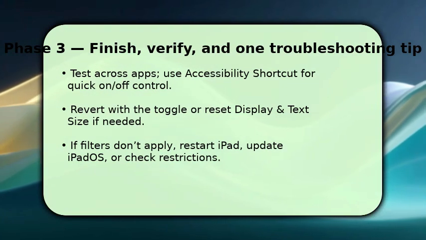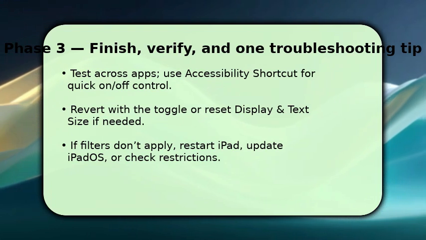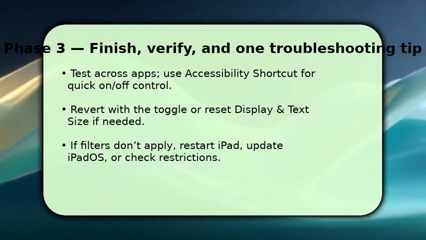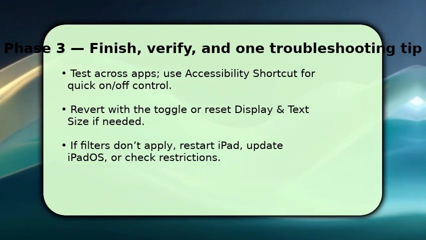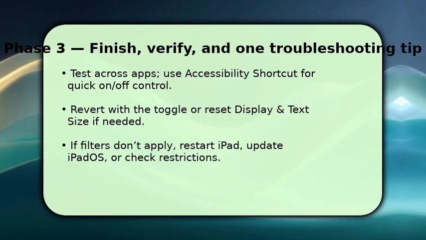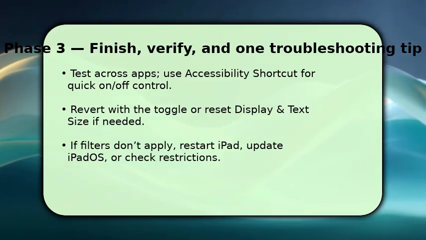You can assign color filters to the accessibility shortcut for quick on and off via a triple click of the top or home button. If you need to revert, toggle color filters off or reset display and text size settings.